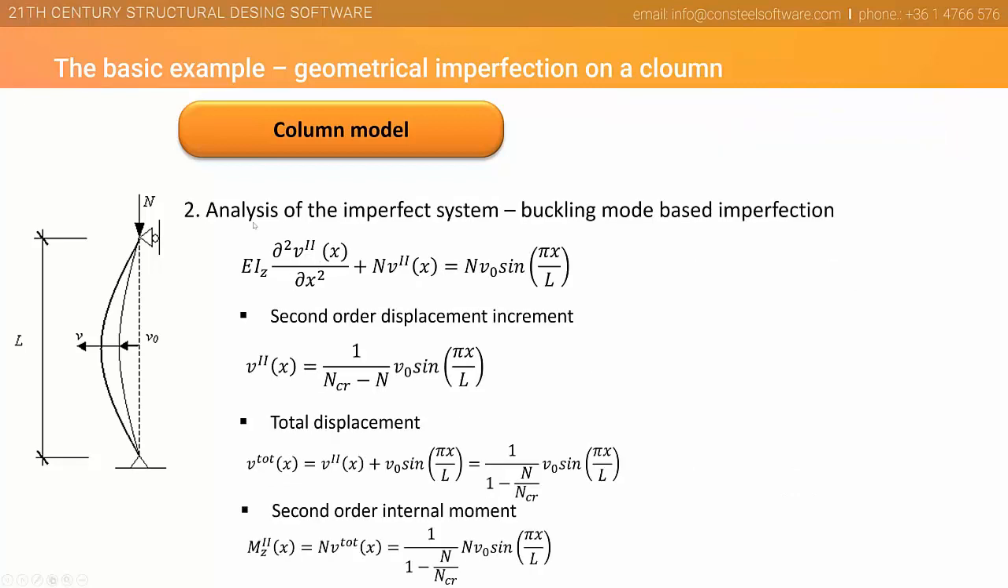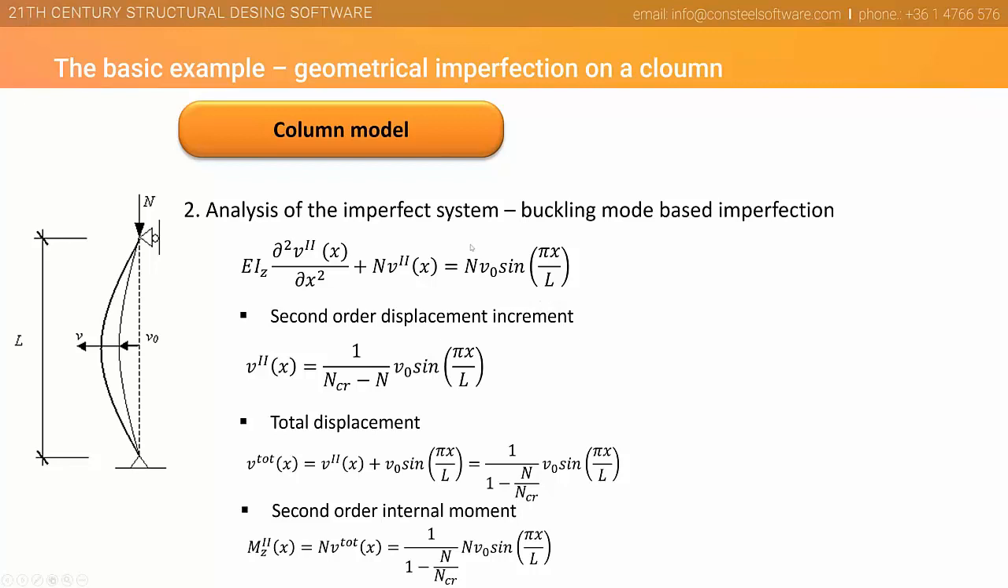The second step is the analysis of the imperfect system. In this presentation, I will talk about buckling mode based imperfection, which means that we have a special kind of imperfection which has a shape equal to a buckling mode. If we have this type of imperfection, we can write this equation, which is quite similar to the earlier one, but at the right hand side we have not a zero value, but a load type value, or an internal moment in the column example, coming from the buckling mode based imperfection.